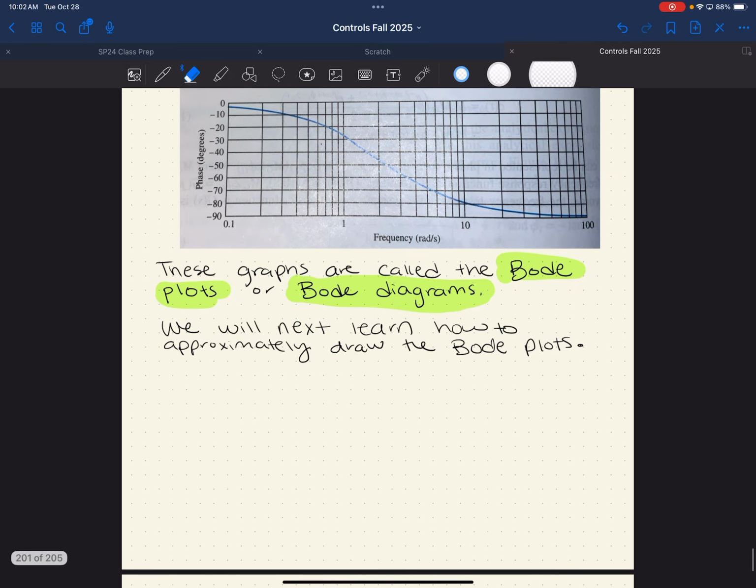All right, so consider the following transfer function. Consider the following, which always reminds me of Bill Nye. Consider the following.